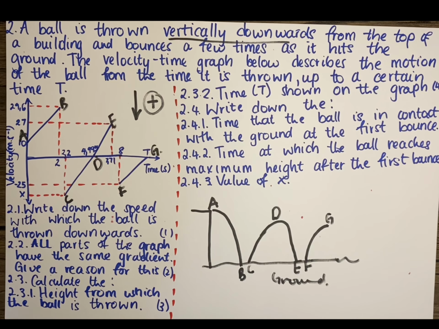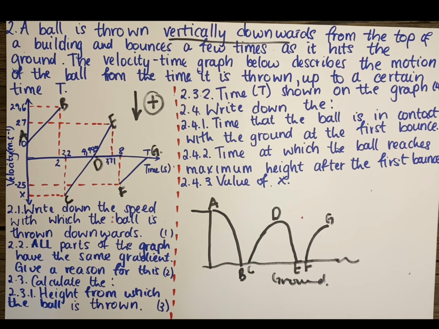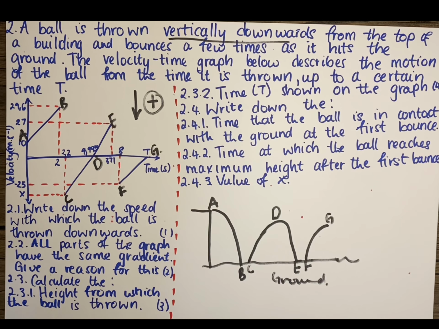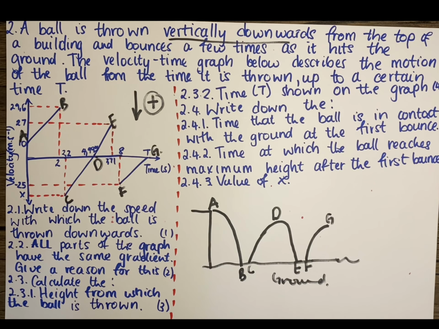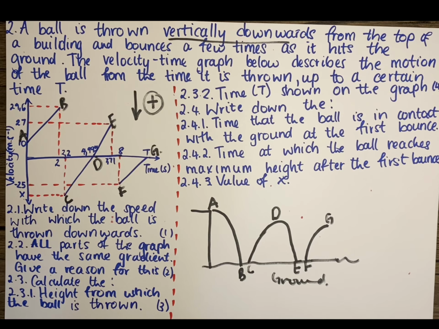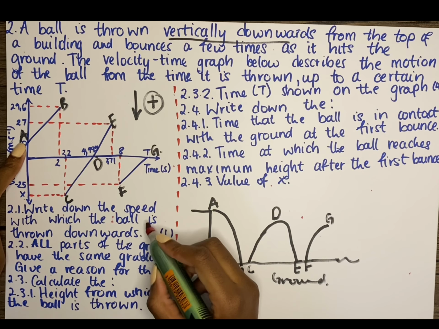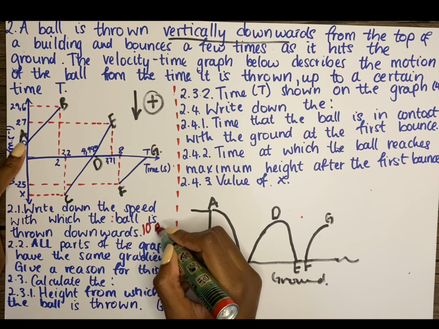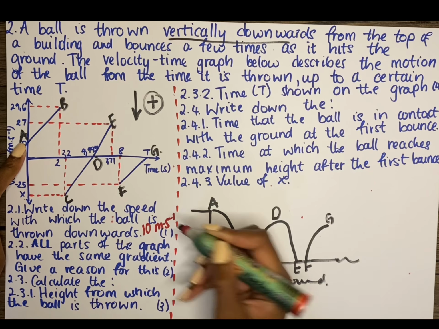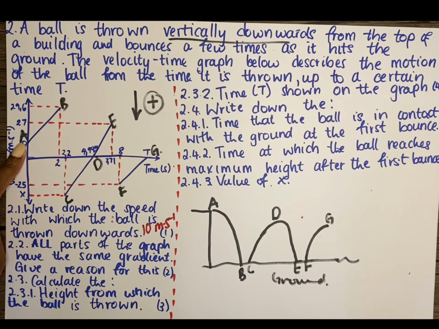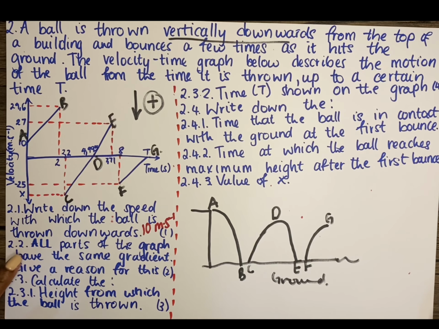Then the question says, write down the speed with which the ball is thrown downwards. So that is going to be from the graph at A, which is 10 meters per second, right? The question says speed, so you don't have to indicate downwards or upwards. And then it says all parts of the graph have the same gradient. Give a reason for this.